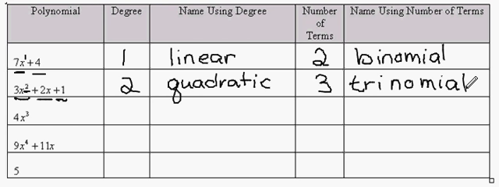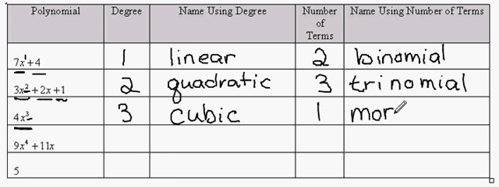Now for the expression 4x to the third, the highest degree is a 3. We call that cubic. Since it only has one term, 4x to the third, we call that a monomial.